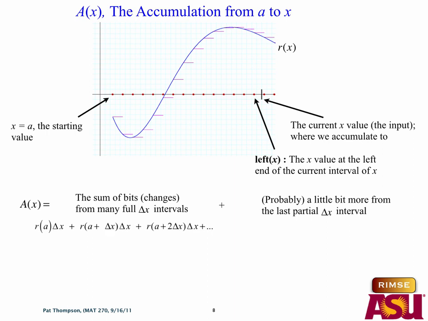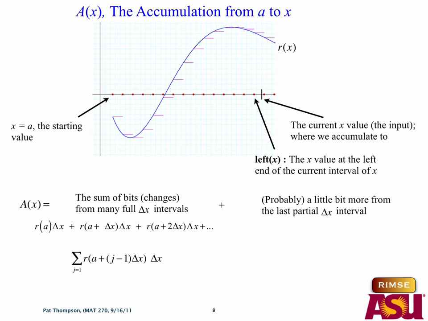And so we get the sum of the bits from the full intervals by taking the rates at the left end of those intervals times the width of the full interval. And so we can summarize that this way. Now notice I haven't put in the top value here. So this number should be the number of complete delta x intervals. How do you compute the number of complete delta x intervals between a and x?